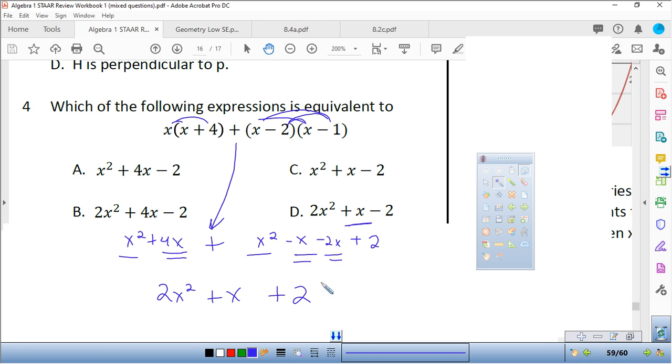So let's check this one out again. Let me just double check I did everything. X times x, x squared. X times 4, 4x. Plus this plus. This times this is x squared. This times that, negative x. That times that, negative 2x. That times this plus 2. I think our math is correct.